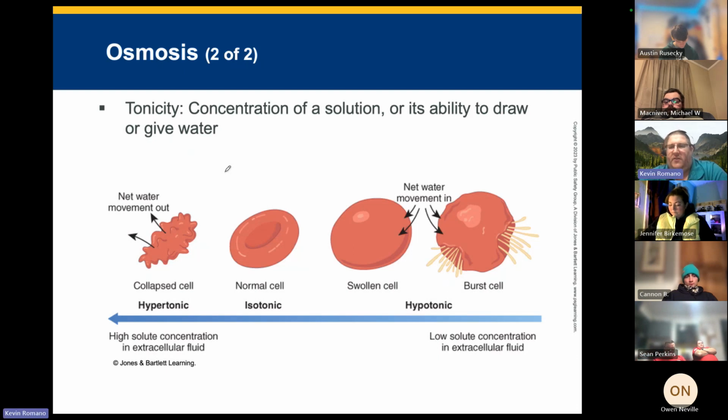So a solution with a lower solute concentration is called hypotonic. What we're administering is what they call isotonic solutions. An isotonic solution is one where there is an equal concentration of solutes and liquid on either side of the membrane, right? And that's what we're utilizing.